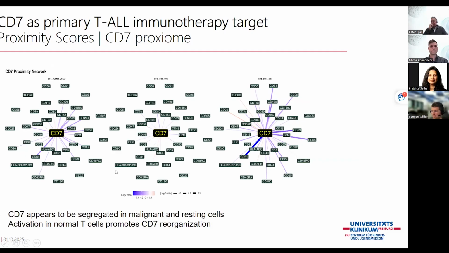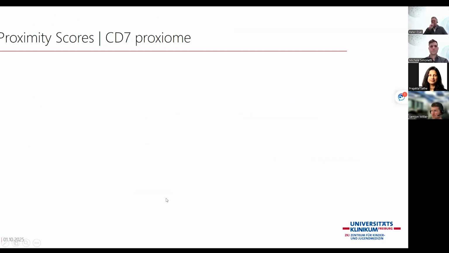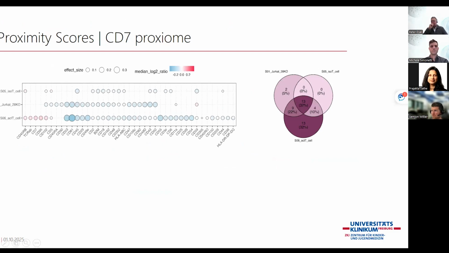What you also see, obviously, is that upon activation of T cells, a lot of changes can be observed in the proxiome of CD7. But this is not my main point. If you look at a different way of visualizing this proxiome data for CD7, you can appreciate that CD7 is clustered a lot in the activated T cells, but it is not clustered in the Jurkat cells.